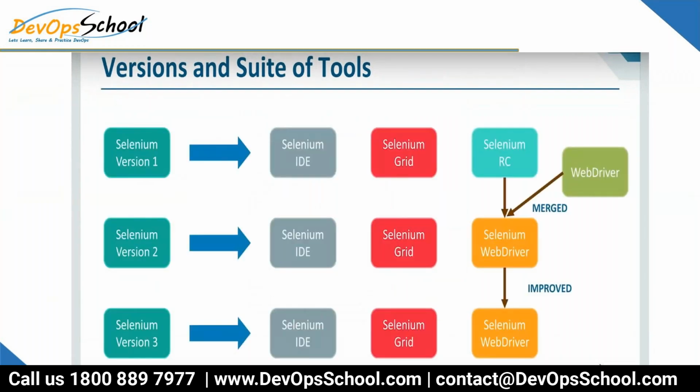Let's look at how Selenium has historically evolved. In version one of Selenium, they had these four components: IDE, Grid, RC and WebDriver. In version two, RC and WebDriver got merged together, and we call it Selenium WebDriver. That means you need to focus on IDE, Grid, and WebDriver, and these are the three components I'll teach you. The third version of Selenium is what we are using right now, and in fact, version four has come. They have improved the IDE, the Grid, and Selenium WebDriver as well. So these are the evolution and versioning of Selenium.